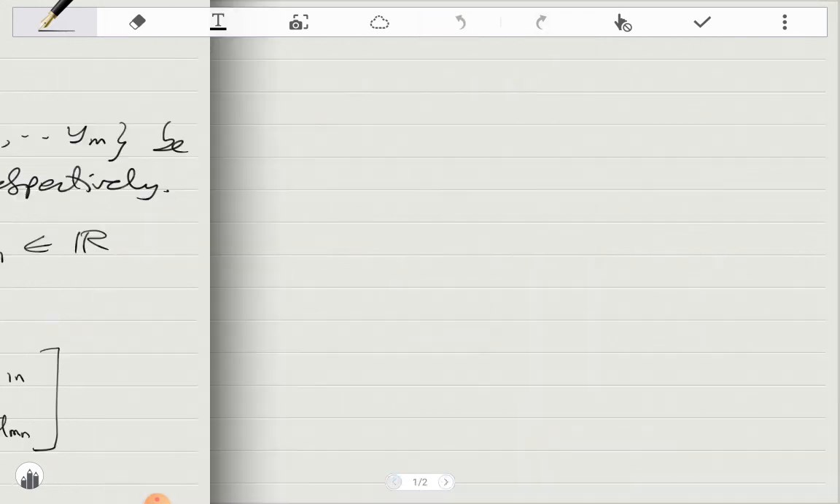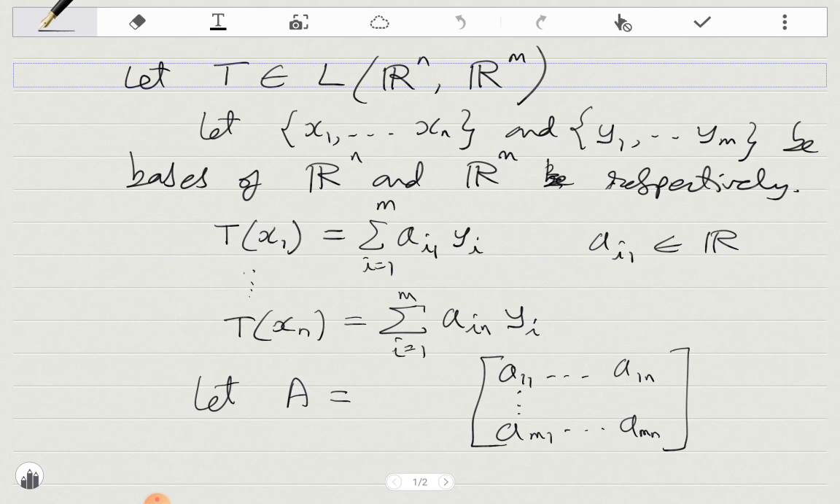Before I go to the next page, notice that the coordinates of Tx1, an element of Rm, in this basis y1 up to ym, are given precisely by the first column of this matrix. So the rows of this matrix have no direct meaning in terms of this linear transformation T, but the columns have a very simple interpretation.